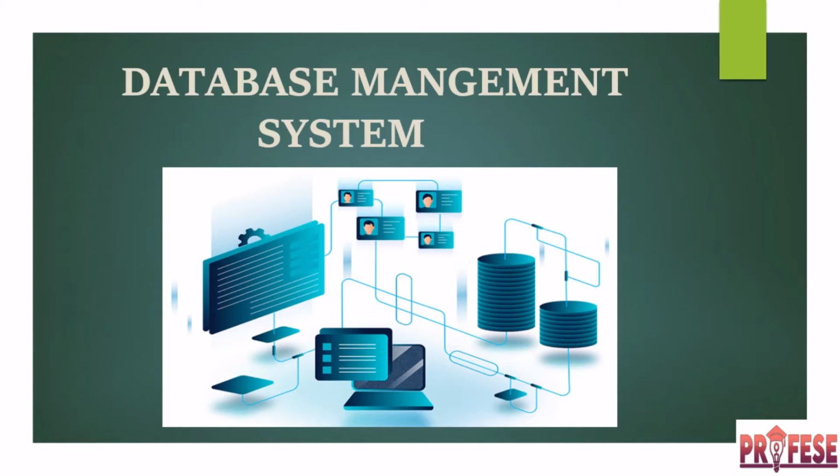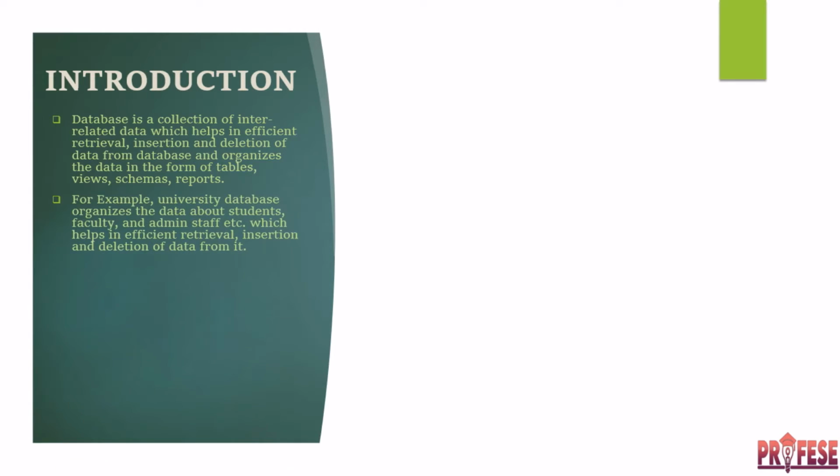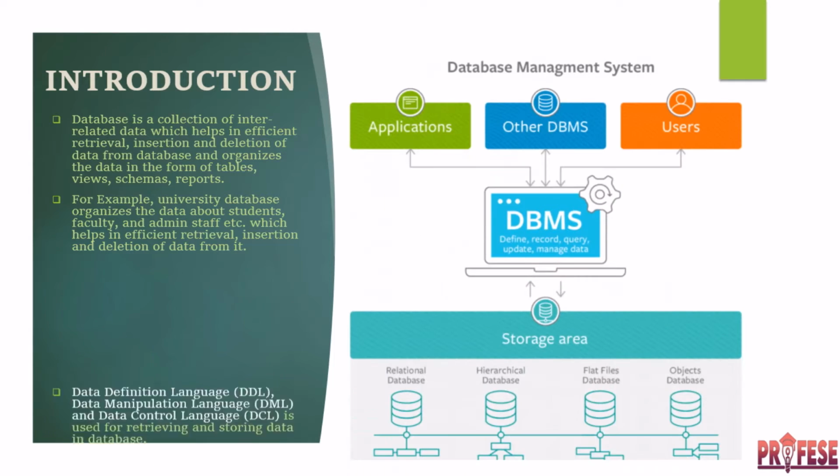Database Management System. Introduction. A database is a collection of interrelated data which helps in efficient retrieval, insertion and deletion of data from the database, and organizes the data in the form of tables, schemas, views and reports. For example, a university database organizes the data about students, faculty and admin staff, etc., which helps in efficient retrieval, insertion and deletion of data from it.